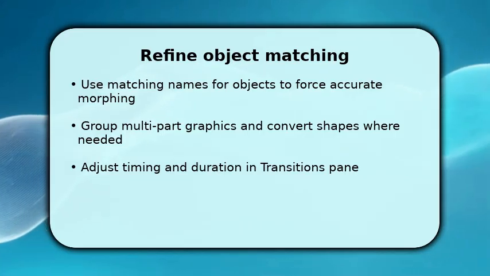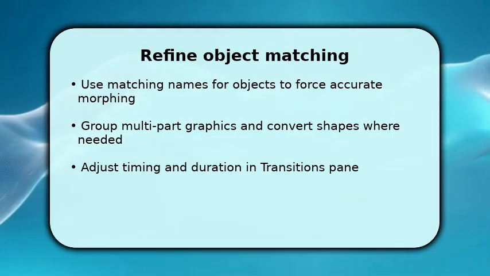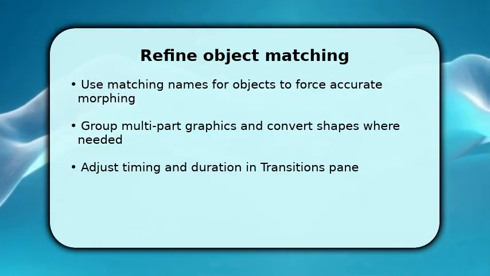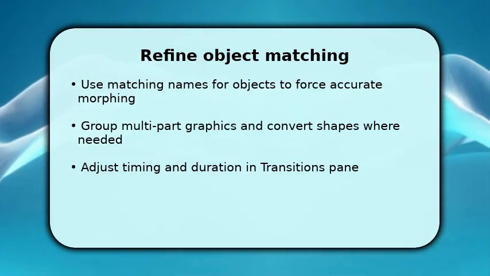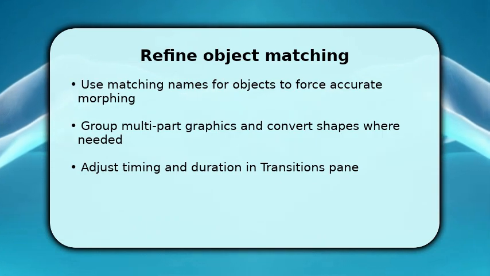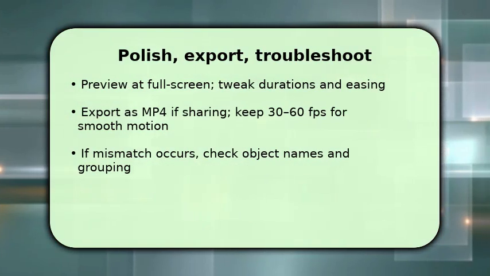Then apply the Morph transition and tweak the duration and smoothness in the transitions pane. If motion looks off, slightly adjust positions on intermediate slides to guide the path. Finally, polish timing and export.